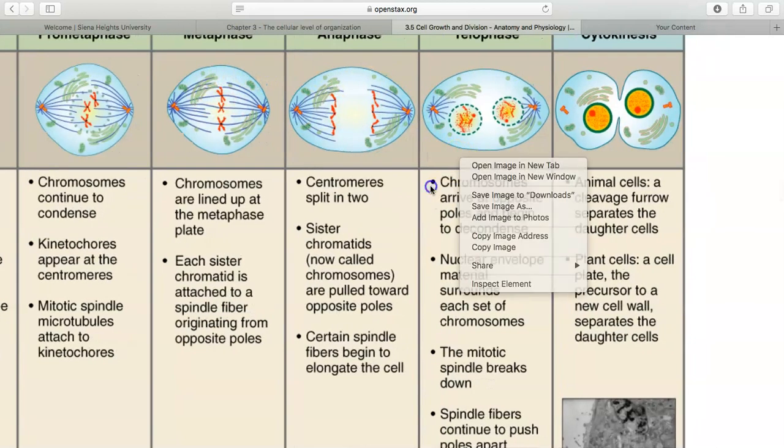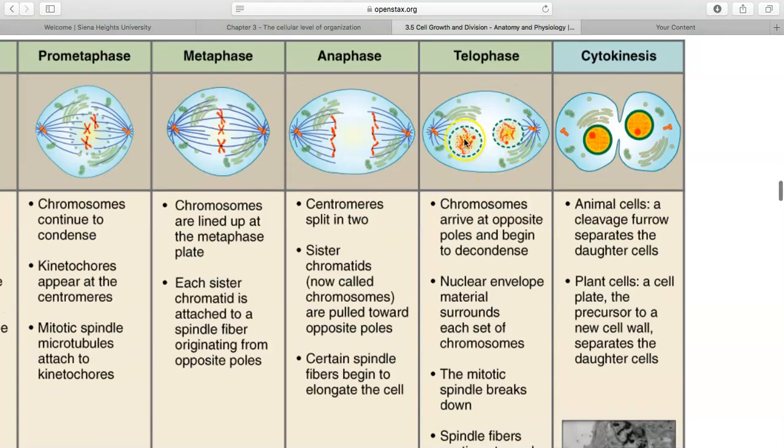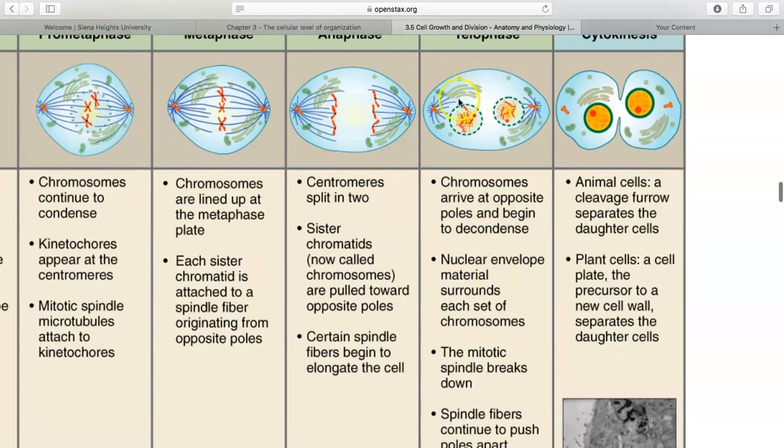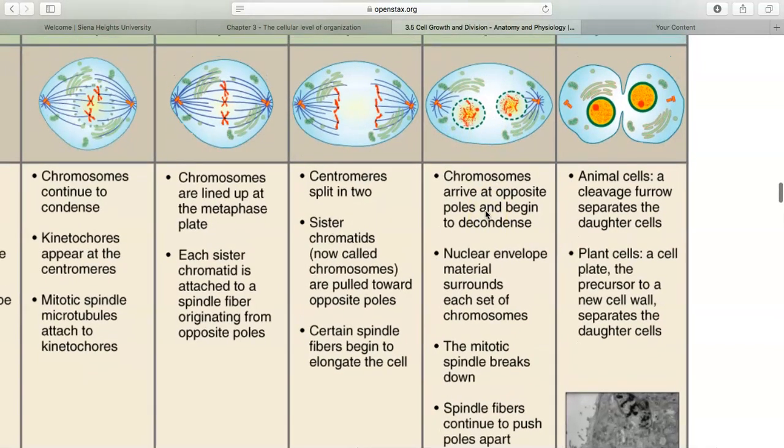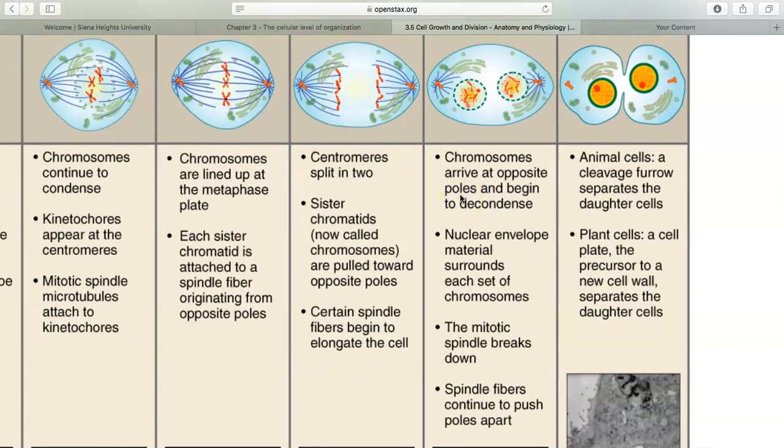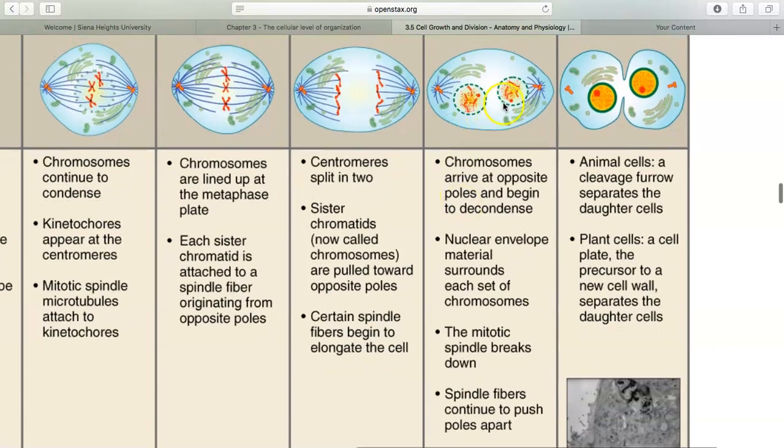When we get to telophase, we see that the chromosomes have now arrived at opposite poles, and they begin to decondense back into that chromatin, that spindly fiber, that spindle chromatin. Then we'll see nuclear envelopes starting to form around the duplicated chromosomes. Then the mitotic spindle fiber breaks down, so those tubulin fibers that attach to make microtubules, they'll start to break down. And spindle fibers will continue to keep pushing this apart.